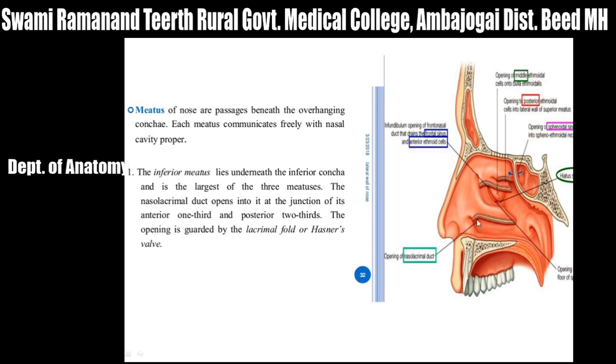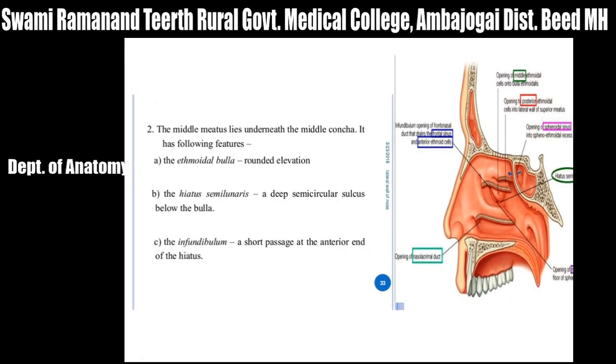The nasolacrimal duct opens into the inferior meatus at the junction of the anterior one-third and posterior two-thirds of this meatus. This opening of the nasolacrimal duct is guarded by one mucosal fold that is called Hasner's valve, which guards this nasolacrimal duct.